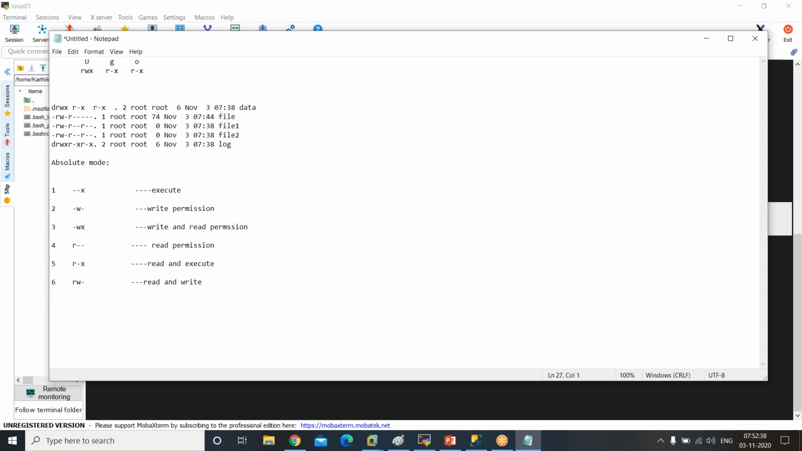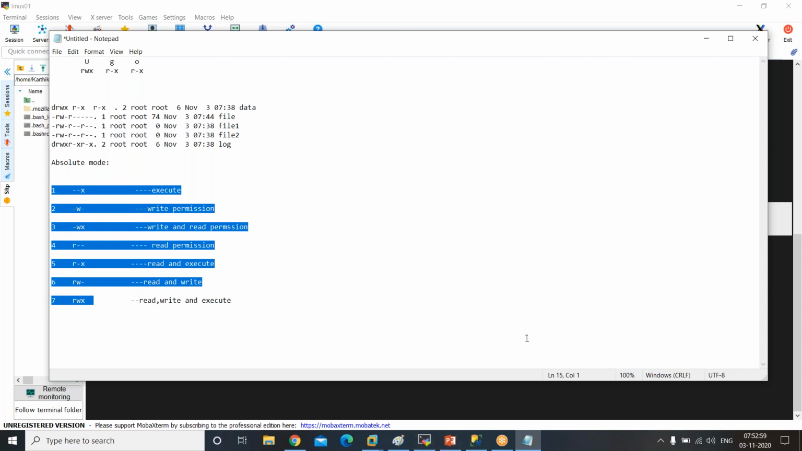What combination will make 7? RWX. So let me conclude this if someone has not understood this part. If you know these numbers, you can work with the permissions easily. Read, write and execute. Let me explain this, no need to worry. If you understand this flow, you can easily understand the next thing I'm going to discuss.